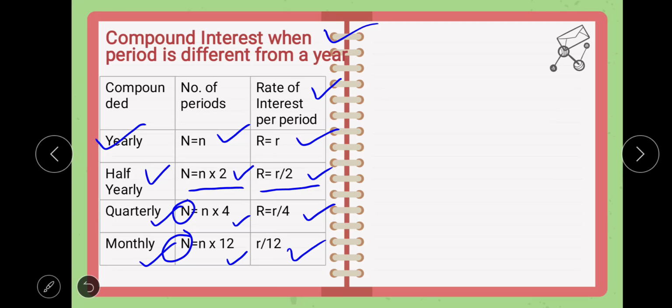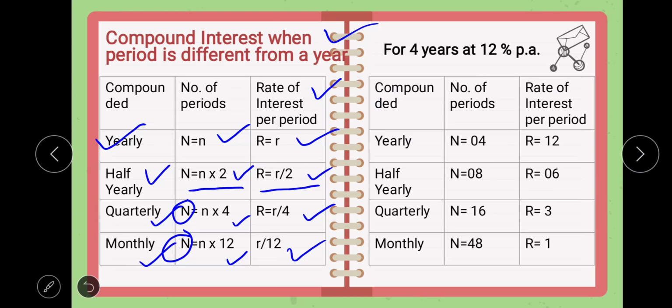I will give you a very simple example to practice how to calculate n and r. For 4 years at 12% per annum, what is the value of n and r for compound interest compounded yearly, compounded half yearly, compounded quarterly and compounded monthly? So I will give you here the chart. You will see this chart and understand the concept.